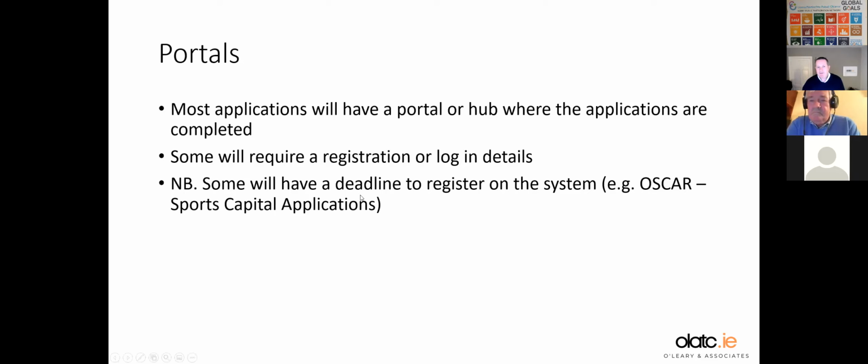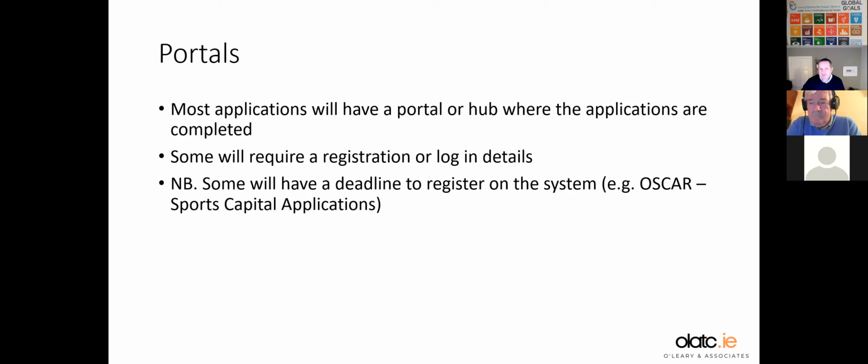Some then will have a deadline. This causes some problems for a lot of groups. In some cases, like the Sports Capital application, their OSCAR system, you have to actually register to be on the system ahead of the deadline for the application itself. Usually it's about a month out, you have to register on the system, get approval, get your access codes to get onto the system, and then you can apply.